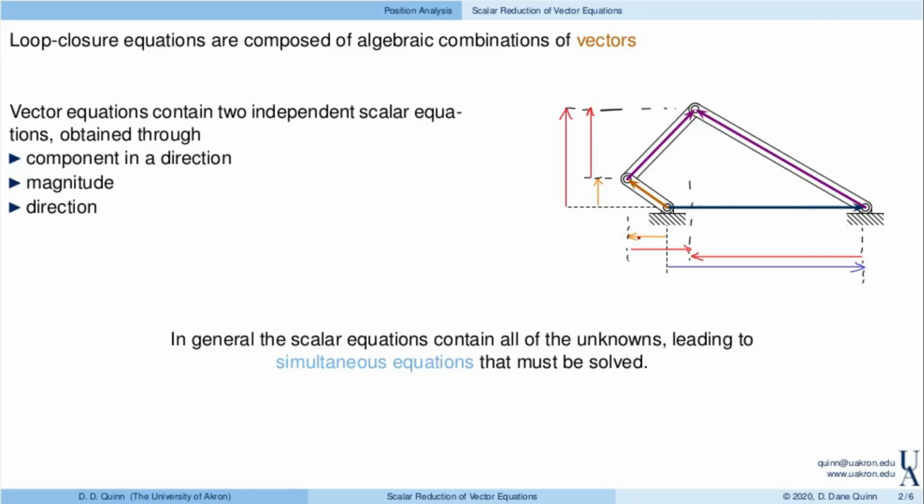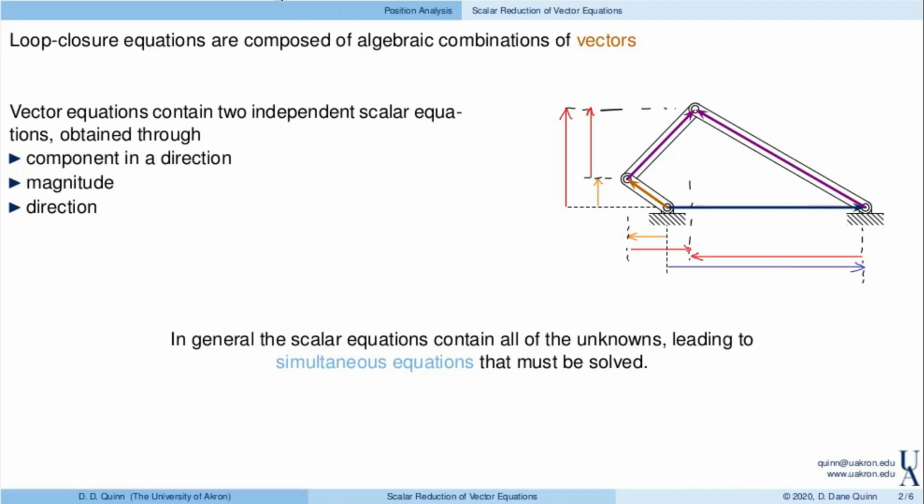So again, these orange components are known. The red or purple components are unknown, and the blue component is known, right? So we're basically looking for these vectors so that everything in the j direction adds up and everything in the i direction adds up. So that would be two scalar equations.